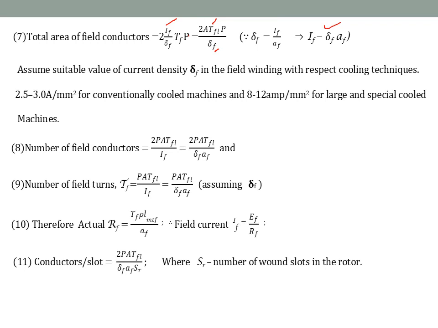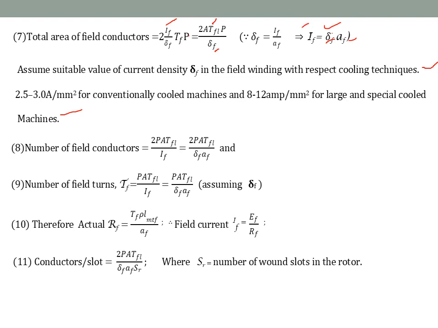Assume a suitable value of current density in the field winding with respect to cooling techniques. That is 2.5 to 3.3 amps per mm square for conventionally cooled machines, and 8 to 12 amps per mm square for large and specially cooled machines. Now, once you assume delta F, since AF you have already calculated, IF is calculated.